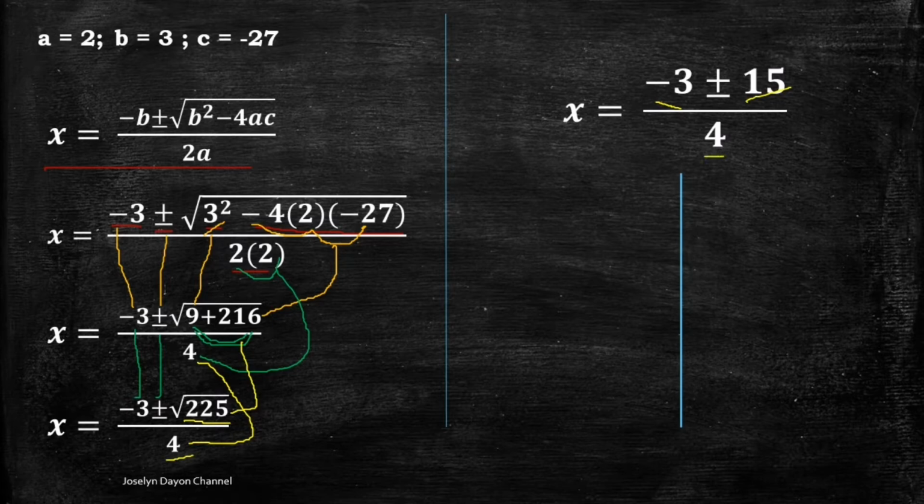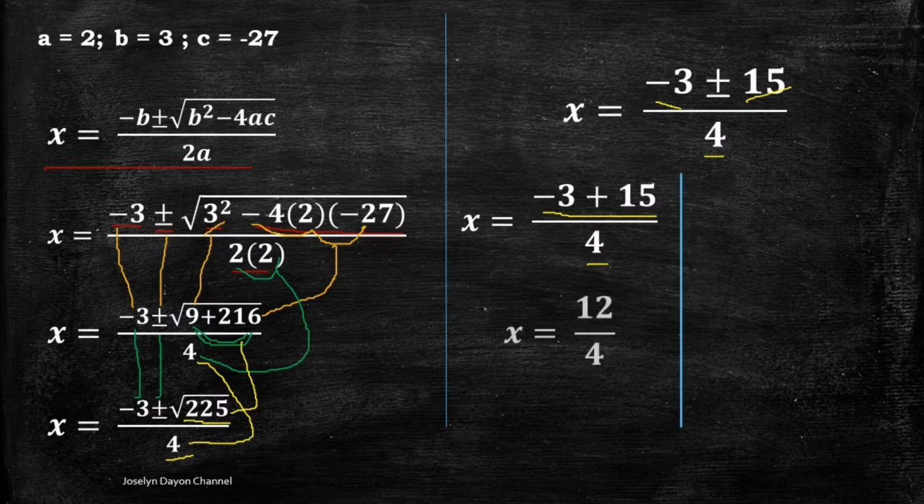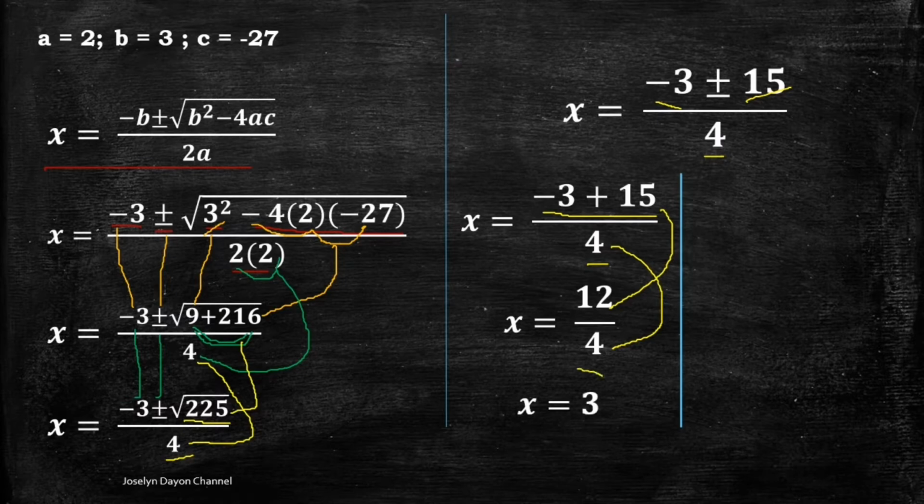So the first value of x is negative 3 plus 15 all over 4. Simplify further: negative 3 plus 15, the answer is 12. Then just copy the denominator 4. 12 divided by 4 is equal to 3. So the first value of x is equal to 3.